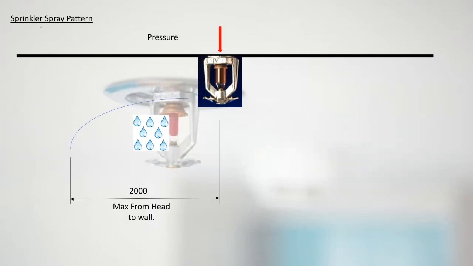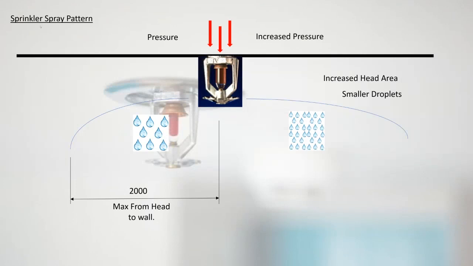Now, in a commercial system, it's 2 metres max from the wall. Okay. So if you increase the pressure here, what happens is it increases the head area, and it also gives you smaller droplets, when you've got the same K factor, which is the orifice of the sprinkler head. But again, you've got to be a maximum of 2 metres off the wall.